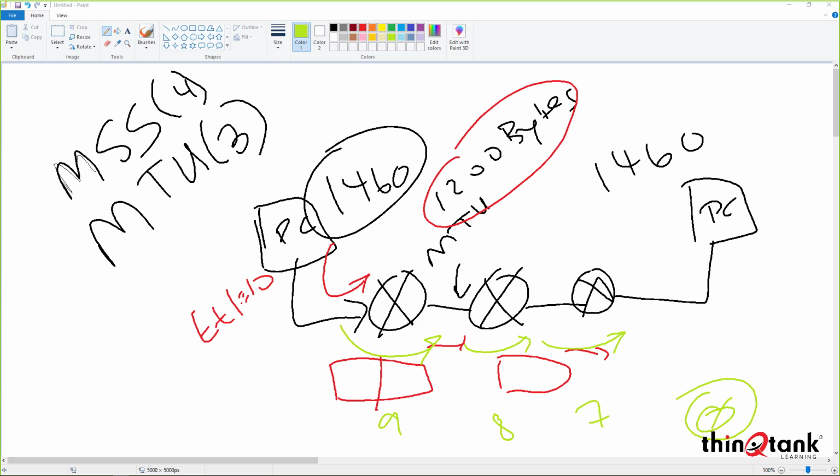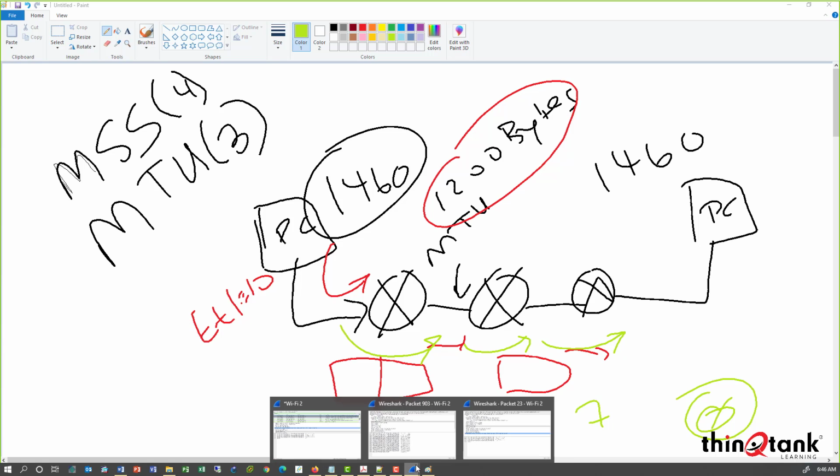All right. So in our case, the time to live was set to 128. That's a pretty typical Windows setting. Windows typically will set the time to live to 128. But it depends on the vendor. Cisco likes to use 255.